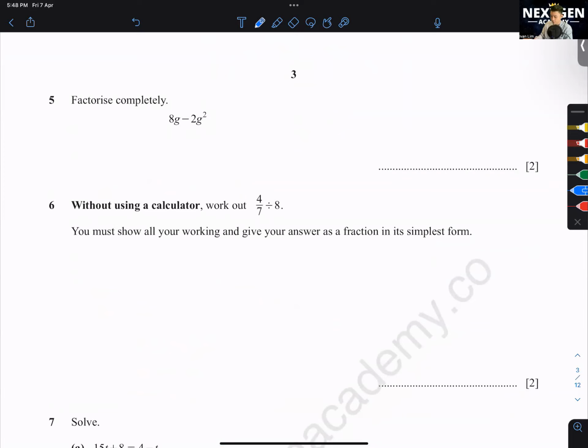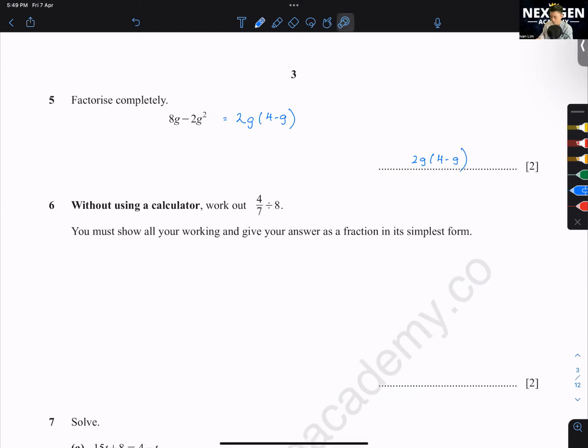Question 5. Factorize completely. Completely means we need to take the highest common factor. So what's the highest common factor between both of these terms? 2g. Then you will be left with 4 minus g.